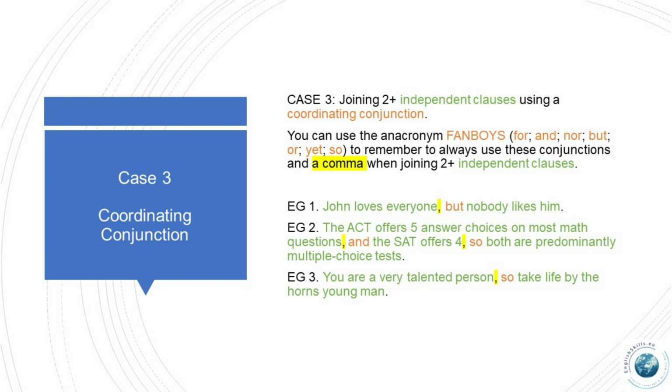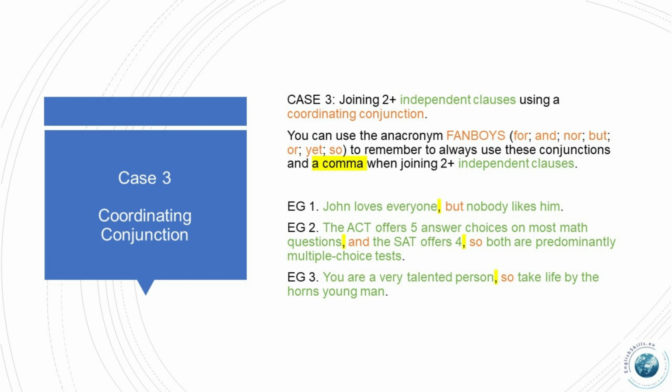Example 2, the ACT offers 5 answer choices on most math questions. Independent idea, complete idea, comma, and one of our FANBOYS, the SAT offers 4. We know that we're referring to answer choices here. We next use a comma, then so. Both are predominantly multiple choice tests. So we can just join together all these different independent clauses. We just need to use comma plus coordinating conjunction. We could also use a semicolon. We'll look at that later.